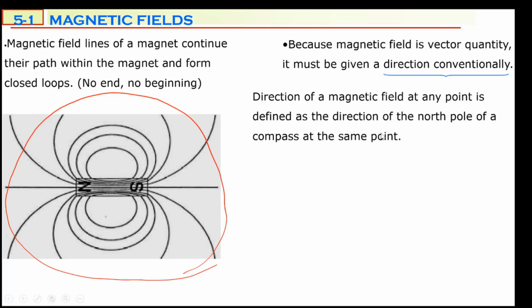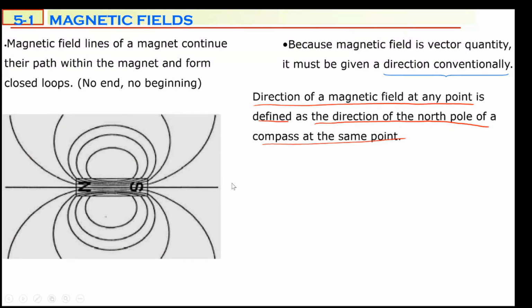So physicists determine the direction of the magnetic field according to this sentence: the direction of the magnetic field at any point is defined as the direction of the north pole of a compass at the same point. For example, I am going to locate a compass around this magnet. The compass's north pole will show the direction of the magnetic field at that point, like that. This red is representing the north pole of the compass. In here, the direction of the magnetic field will be like that. For example, in here, what is the direction of the magnetic field? I will put one more compass right there, and the north pole of the compass will show the direction of the magnetic field in here.